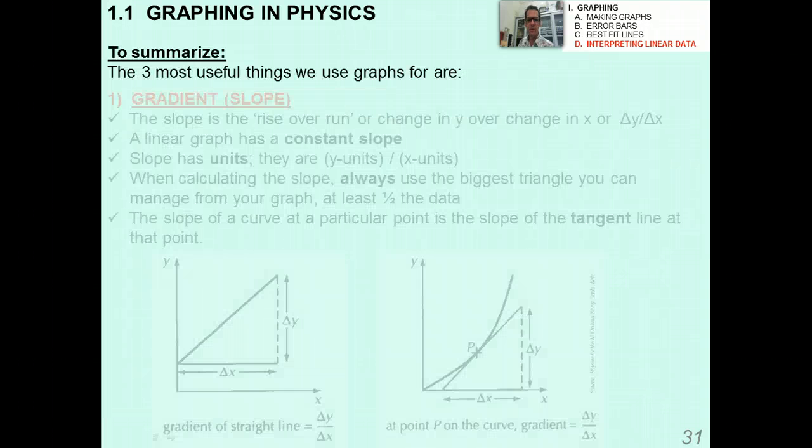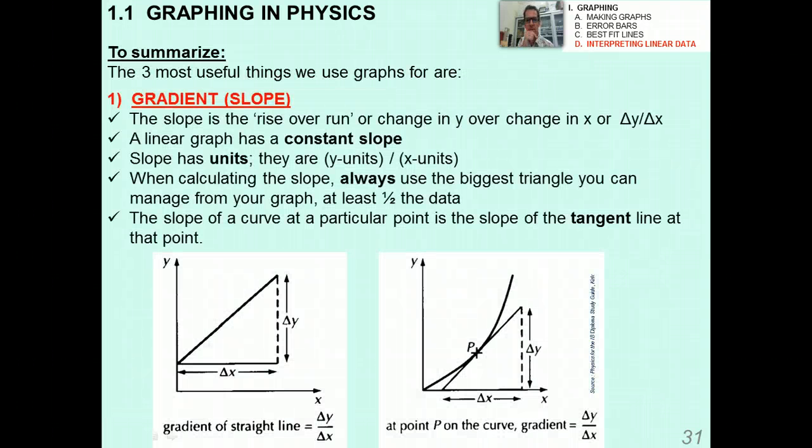All right, so in summary, the three most useful things we use graphs for in the IB. Number one, the most important thing, is finding the gradient or the slope. The slope is the rise over run. A linear graph has a constant slope, obviously.